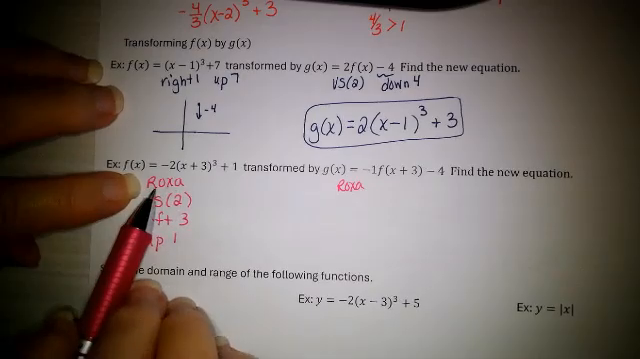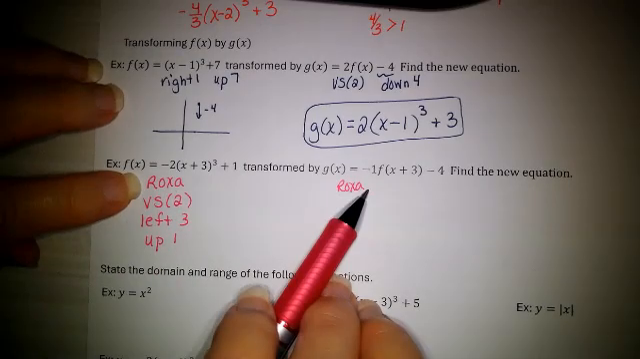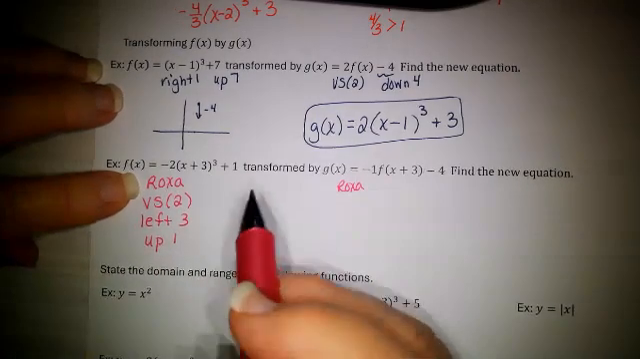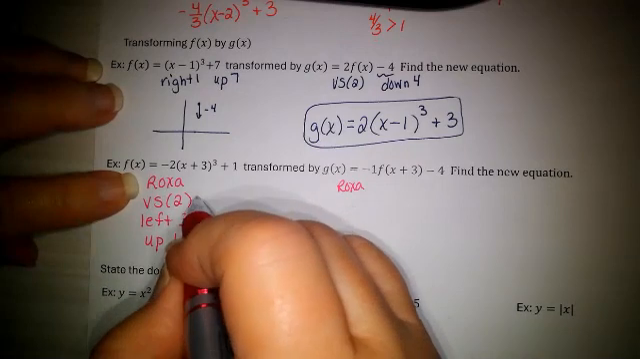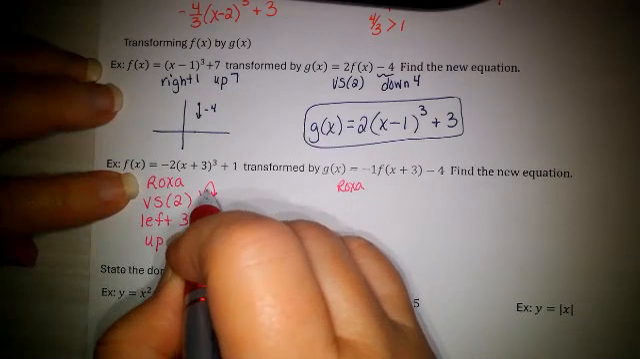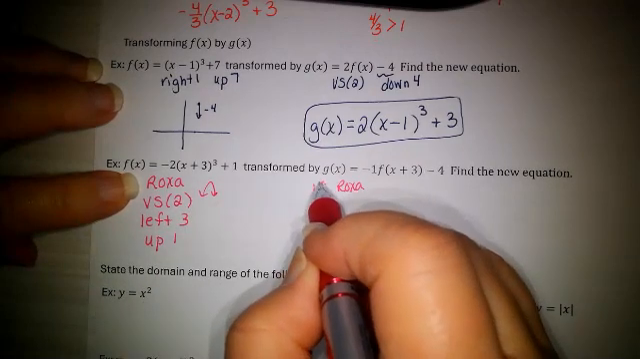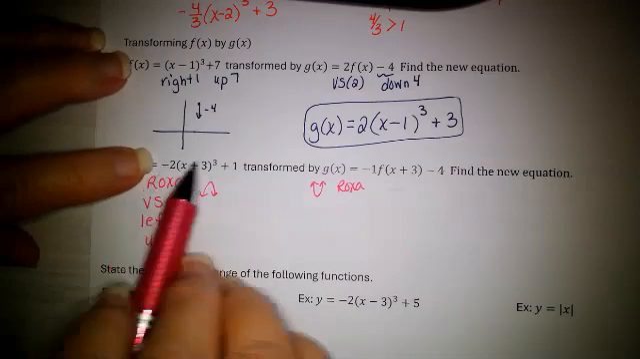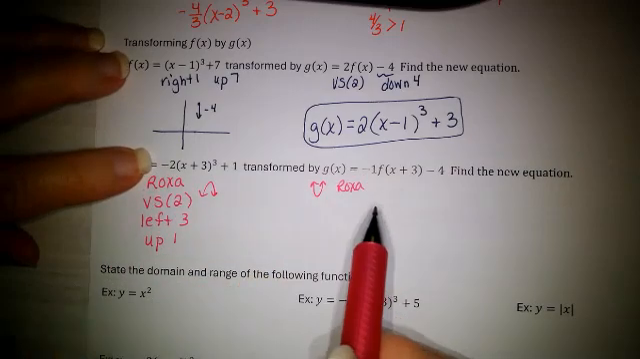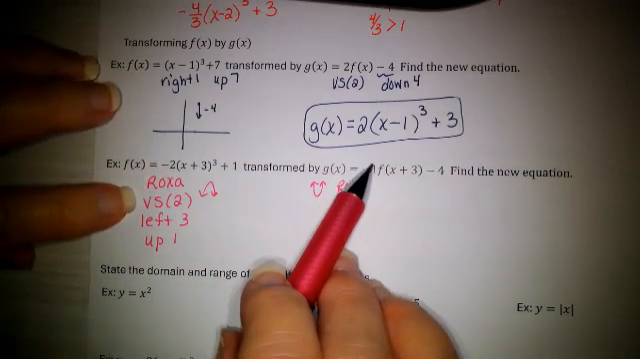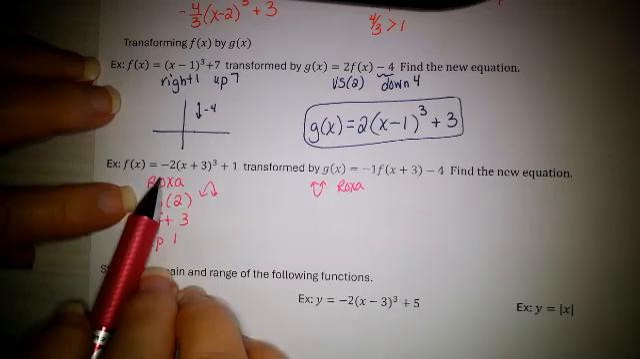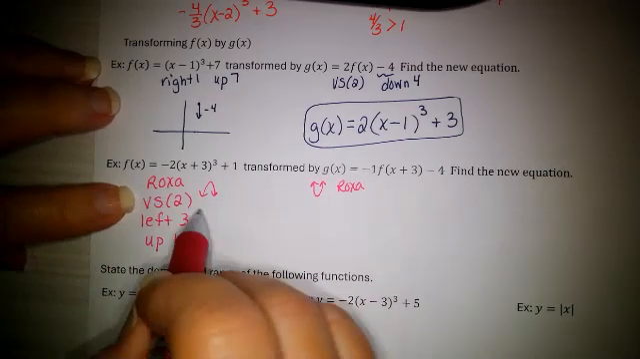So if I reflect it and then reflect it again, instead of this one going down, if I flip this one over, now it's going up. So in other words, a negative times a negative is a positive. Well, this one doesn't have any vertical stretches, and this one does. So I still have a vertical stretch of 2.